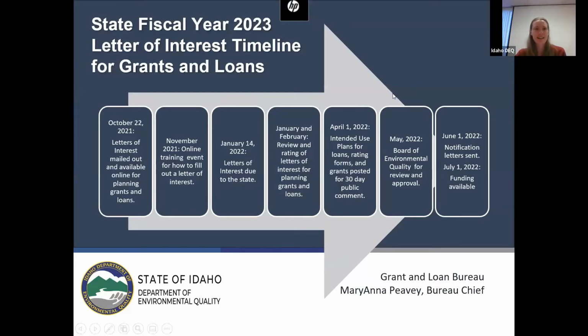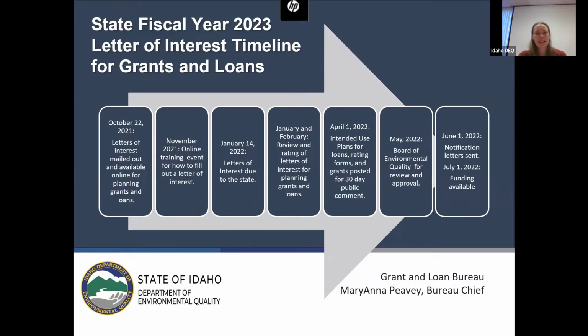All right, so I just wanted to share with you this timeline, and this is our letter of interest timeline for our state fiscal year 2023. So we posted our letter of interest forms online and also mailed out our letter of interest forms on October 22nd. And right now is November, and we are holding online training events. Also, we will be holding a grant training specific to the planning grant letter of interest forms in December. So stay tuned for information on that later in today's training.